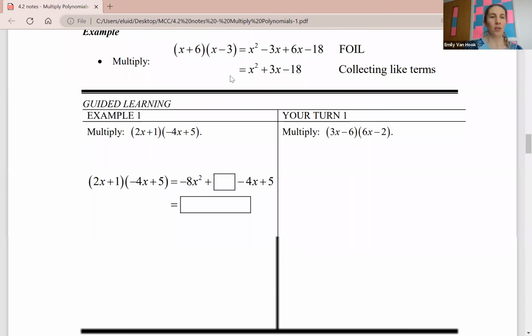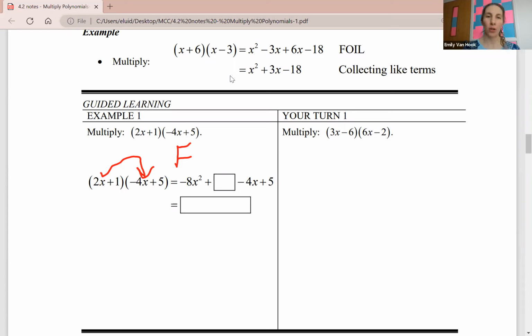Okay, so we start by distributing the 2x. Here's our first terms. 2x times negative 4x is negative 8x squared. First terms multiplied together. Next, 2x times 5 would be 10x. So you have a fill in the blank here, plus 10x. That's your outside terms. Okay, and then our inside terms, 1 times negative 4x would be negative 4x. And then finally, 1 times 5 would be 5. That's our last terms.